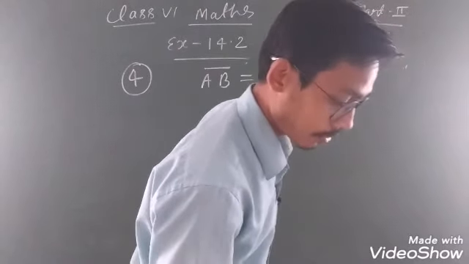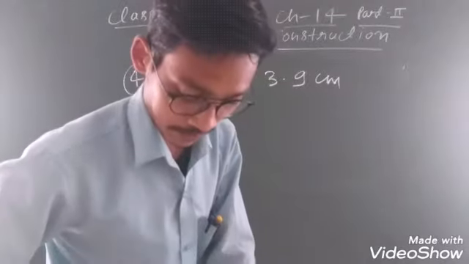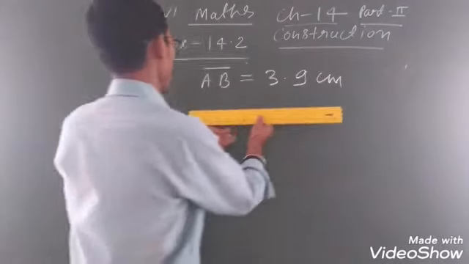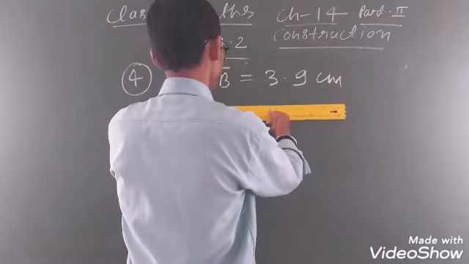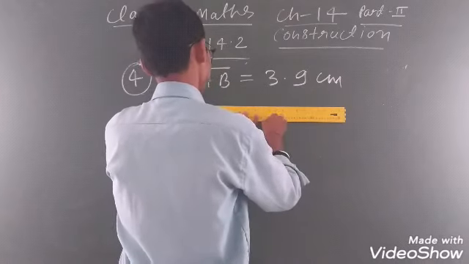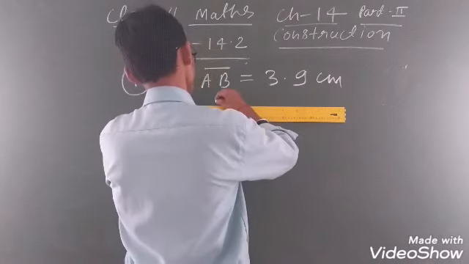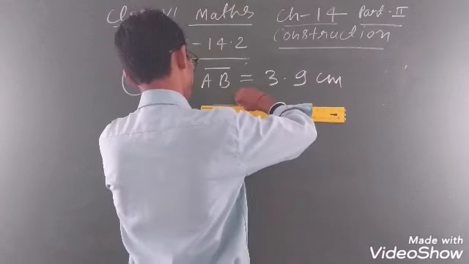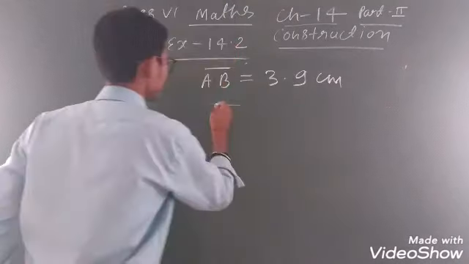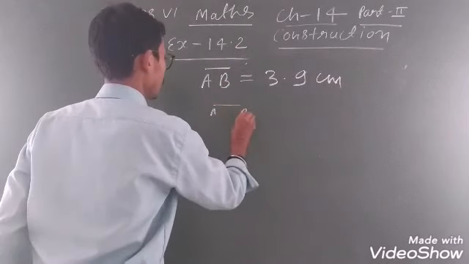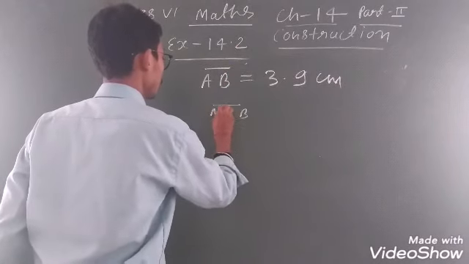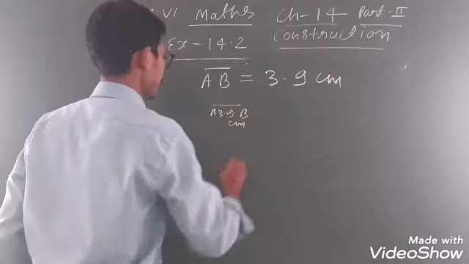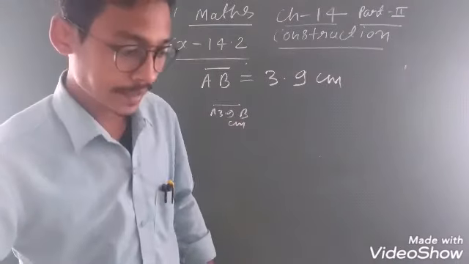So first, AB equal to 3.9 centimeters is given. So first we will draw AB equal to 3.9 centimeters. Look, AB equal to 3.9 centimeters like that. Okay? This is a little bit long. AB equal to 3.9 centimeters. Clear, students? This is our AB.